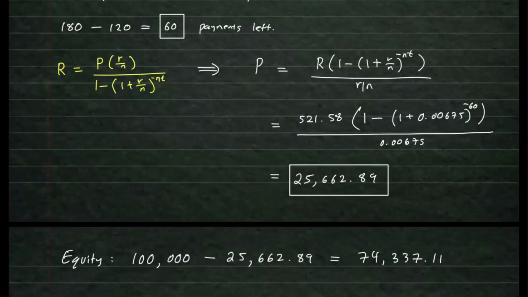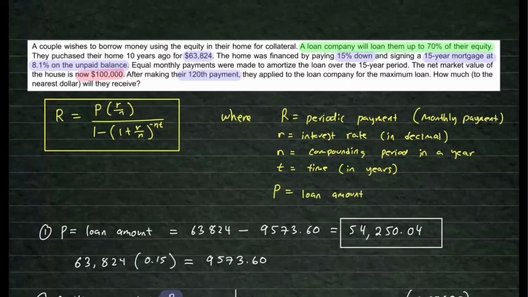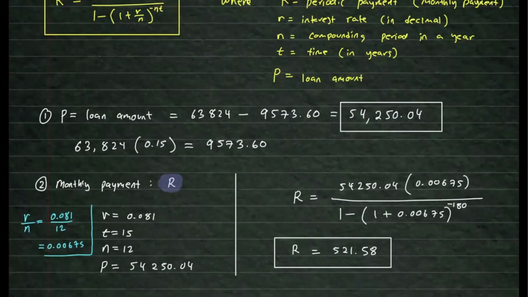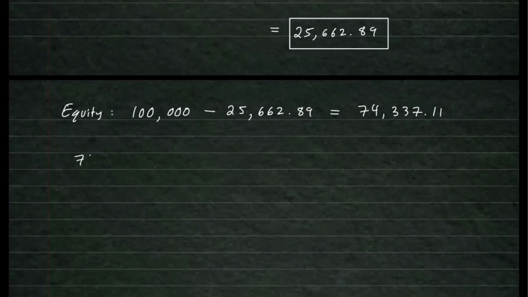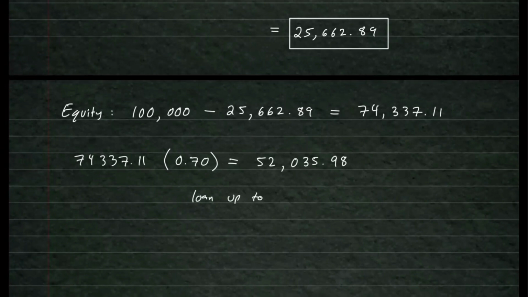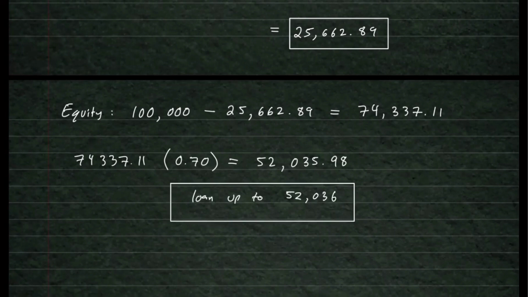But remember, the company can only give a maximum loan of up to 70% of their equity. So we have to calculate 70% of this number. We take 74,337.11 and multiply by 0.70. That gives you about $52,035.98. So they can take a loan of up to about $52,036. That's how much the loan company will give them.